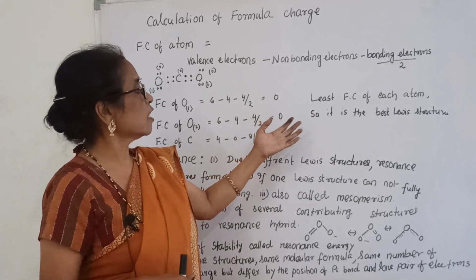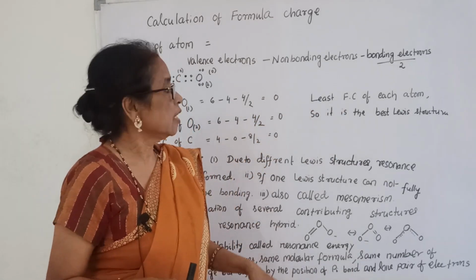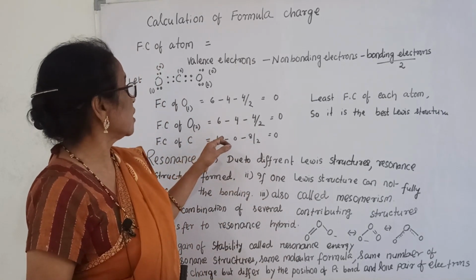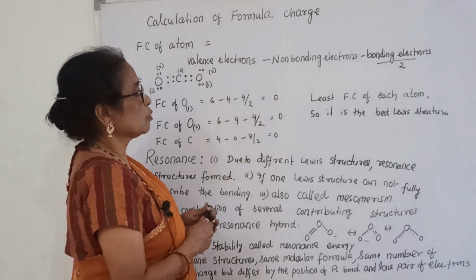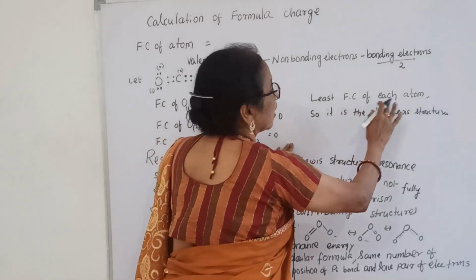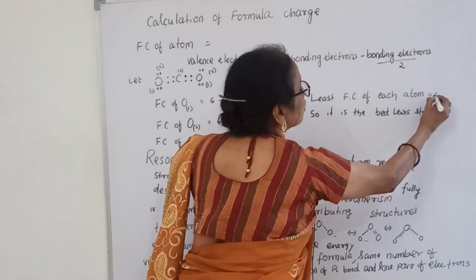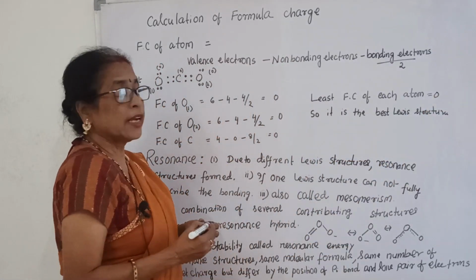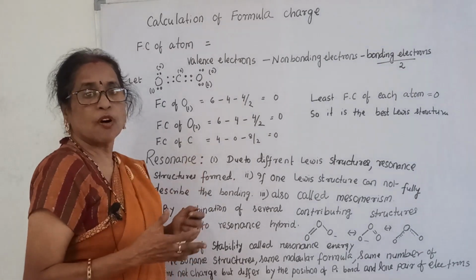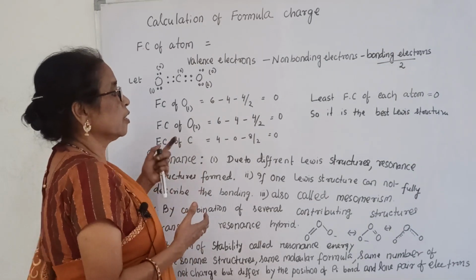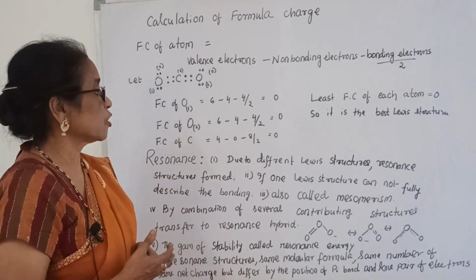That means the formal charge of each atom is the least, equal to 0. That is why it is the best Lewis structure. That means from the formula we can show which one is the best Lewis structure.